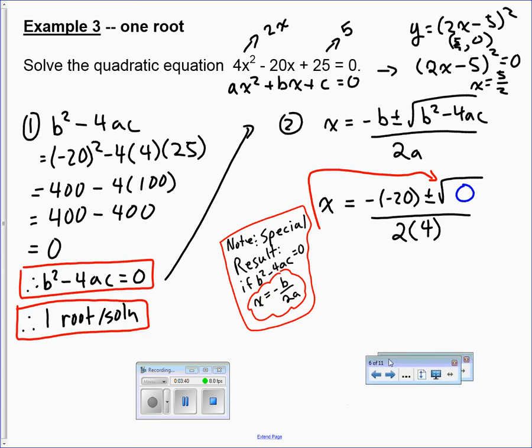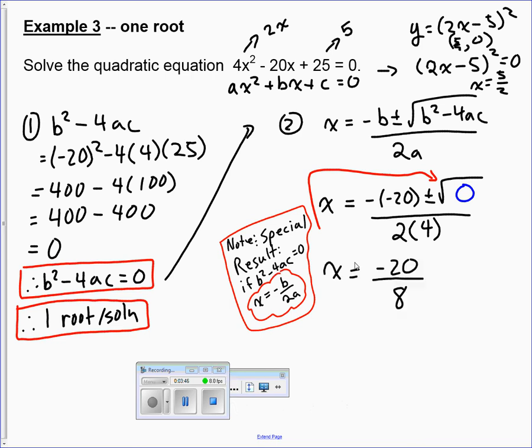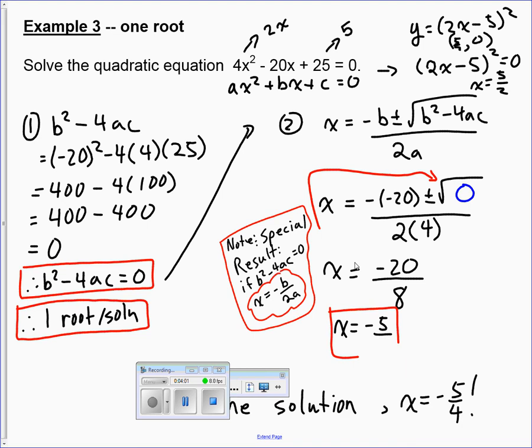So when we do this calculation, we end up with something like this. x is negative 20 over 8, which simplifies to, oh my goodness, I messed up there. It shouldn't be negative 5 over 4. It should be negative 5 over 2. And, sorry, it should be negative 5 over 2, or it should be positive 5 over 2, which is what we expected from the beginning of our solution set.